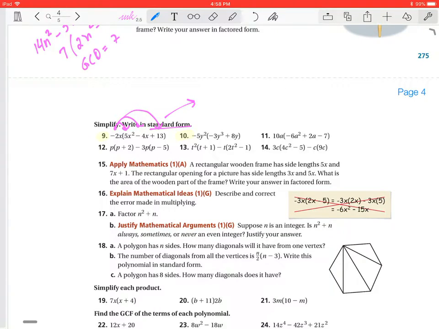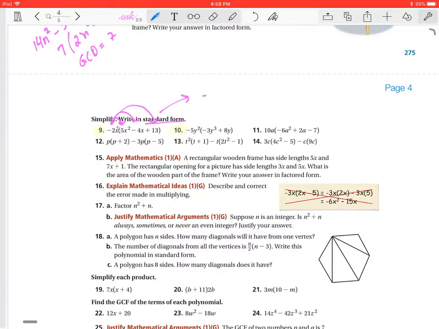So this is going to give me negative 2x times 5x squared. Now remember, that x is to the power of 1. So when we're multiplying exponents and we have a base, and the bases are the same, so this is going to become negative 10x. 2 plus 1 gives us 3.